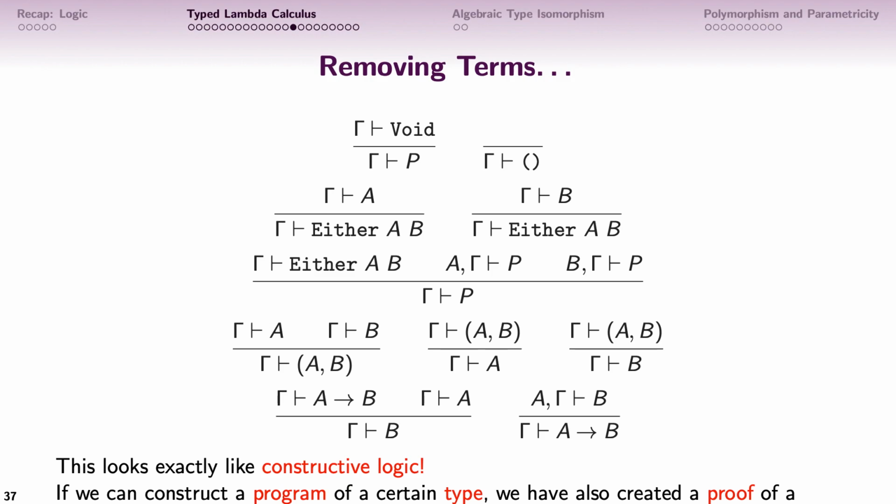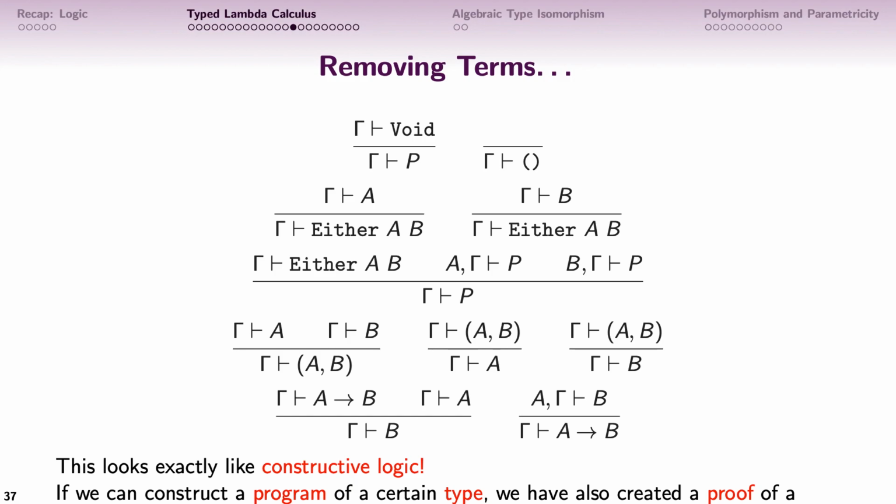The slide got cut off there, but it says, if we can construct a program of a certain type, we have also created a proof of the proposition that corresponds to that type. So if I have a program of type Either A B to Either B A, then I have proven that A or B implies B or A, right? I translate my type into logic, and then the program constitutes a proof of that logical proposition.